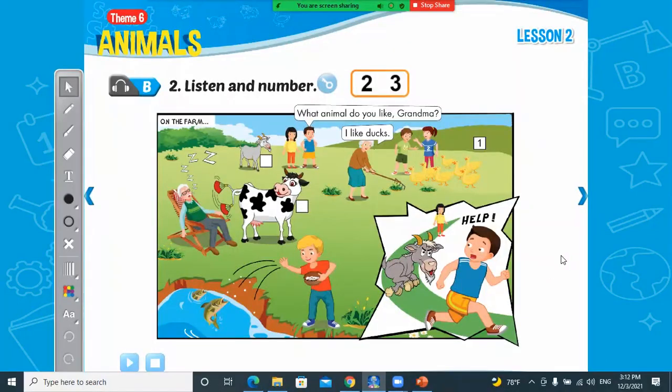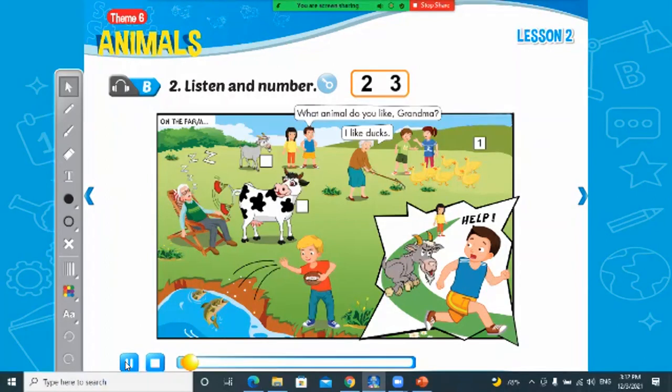B, 2. Listen and number. Look at the pictures. Listen. There is one example.